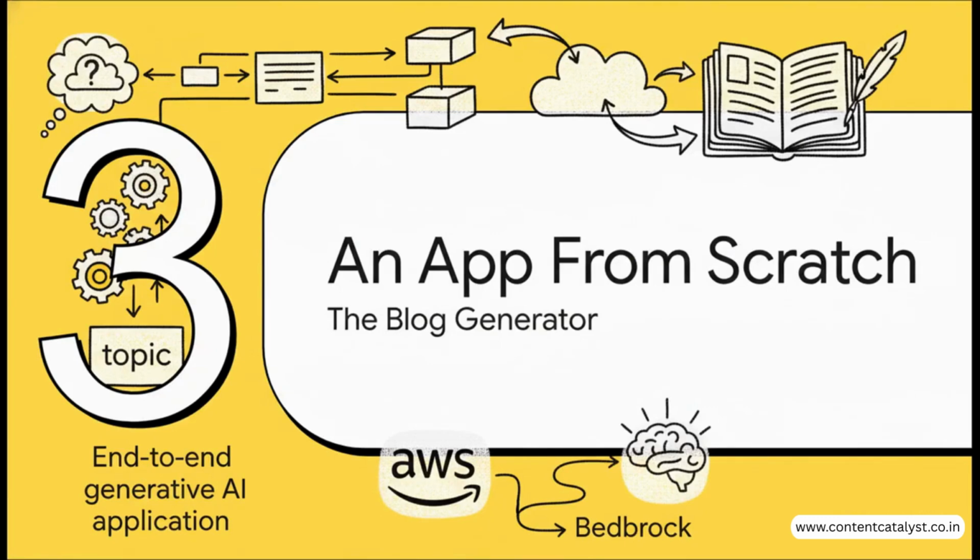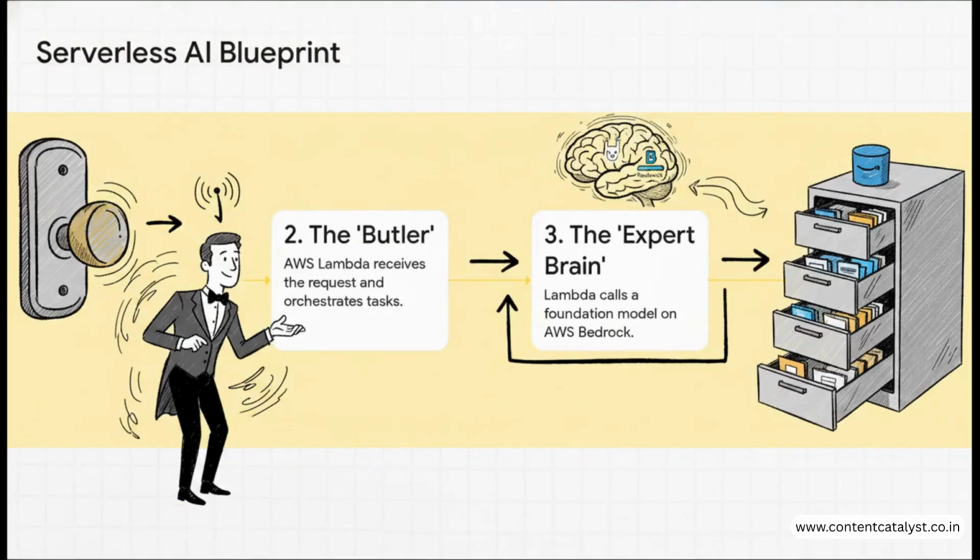Okay, that's enough of the high-level theory. Let's get our hands dirty and see how this actually works. We're going to look at a real-world example, a complete generative AI app that can write an entire blog post on pretty much any topic you give it. And the whole thing is built on AWS. And this blueprint is actually surprisingly simple and elegant.